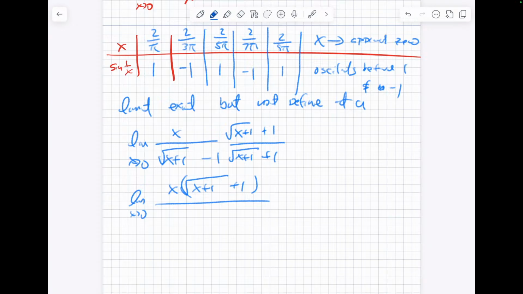Here it looks like almost they cancel out, but it doesn't work for this one. Doesn't work, because this one has a restriction. The argument. Yeah, give me a second.